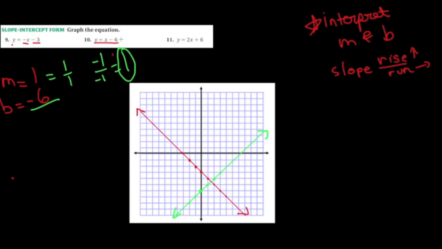So this equation is the red one, and this is green. I'm just going to do that so you know which is which. Okay, let's continue.